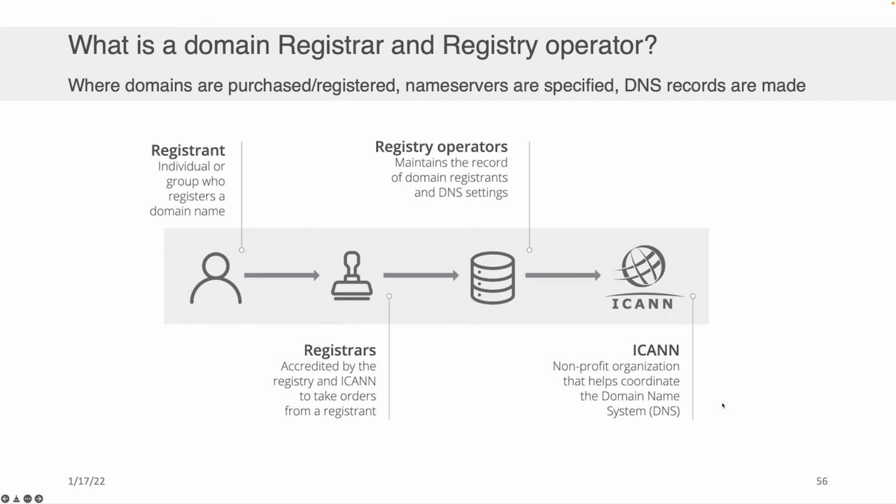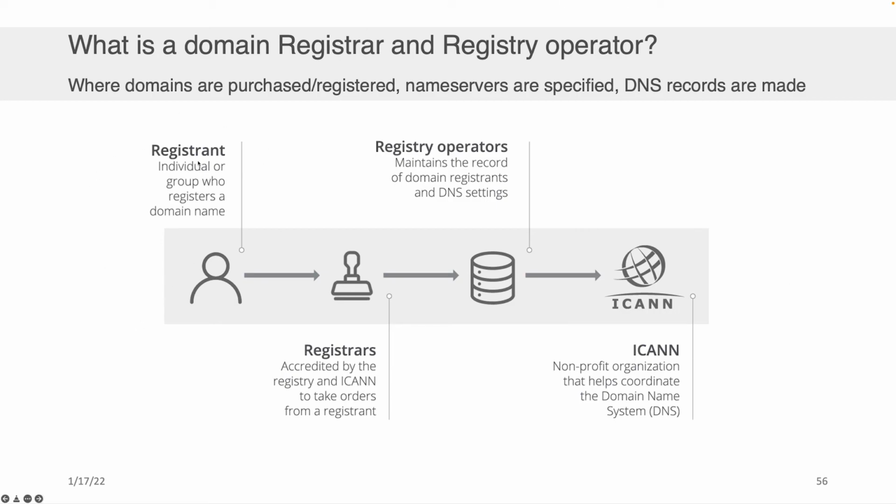So, okay, we know what domain names are. We know what domain name servers are. We know what name servers are now. Well, what is a registrar and a registry operator? These are basically where domains are purchased and registered, the name servers are specified, and the DNS records are made.